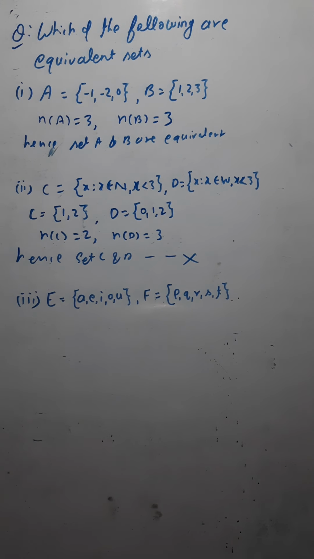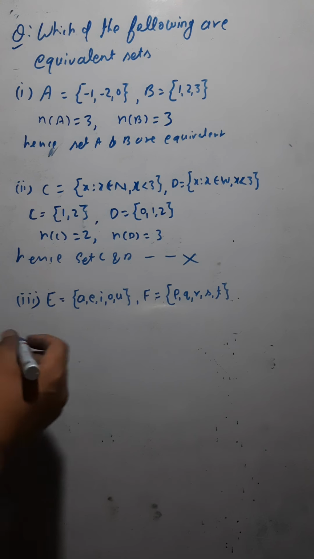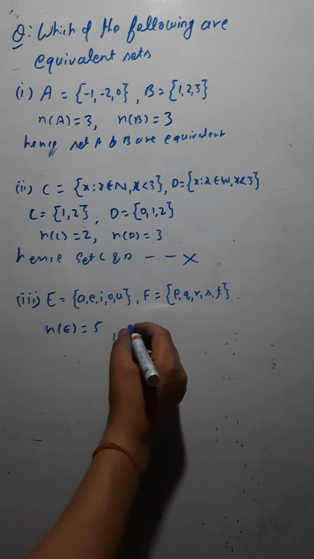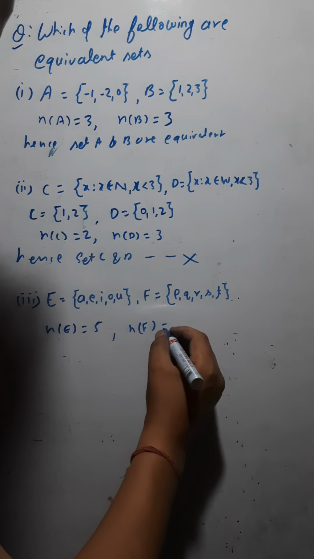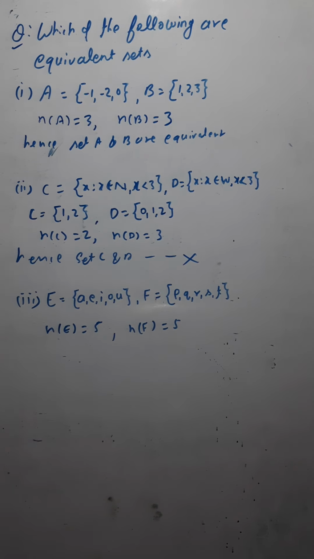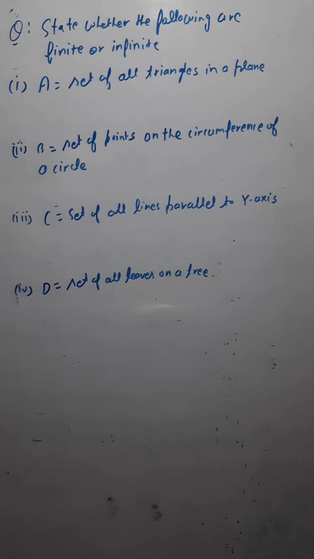Now let's check this one. You have set E. Check the cardinal number here. How many elements are there? 5 elements. Check the cardinal number of set F here. How many elements are there? Again 5. So both are having the same number of elements. So again you would be calling set E and F equivalent sets. Okay, just note it down. Now we would be moving towards the next question.